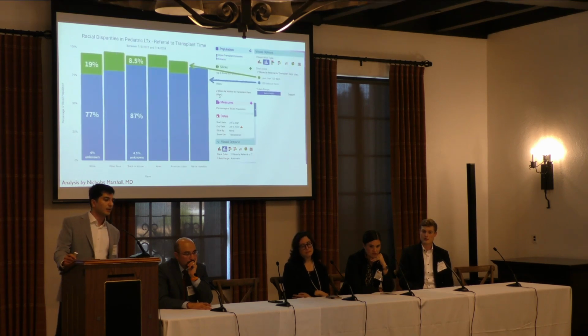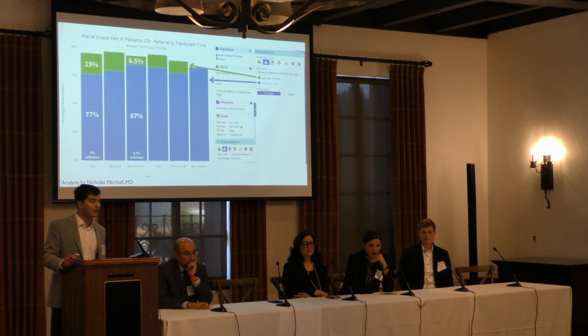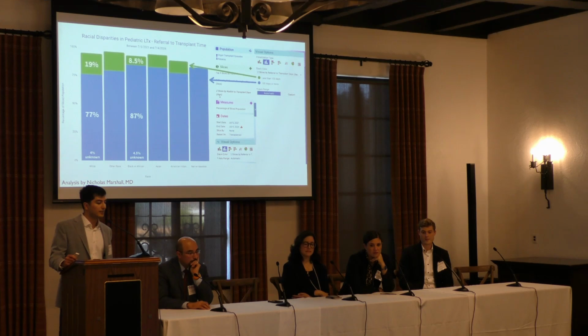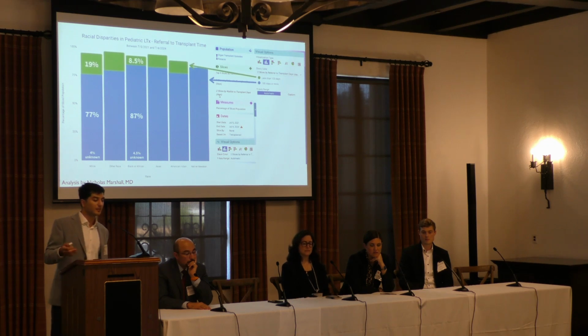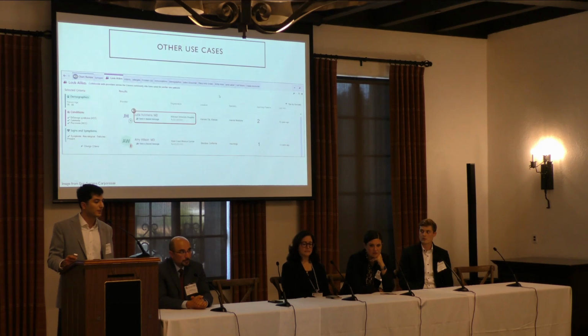If you look at wait times, which was another part of the study, if you think about referral to transplant time, the blue bars are wait times of 100 days or more. The green bars are of 100 days or less. And as you can see, Native Hawaiian and Native Americans have proportionally less time in the less than 100-day category. So do our Black and African American children. I think this is really important because it shows the impact of wealth and access to health on health outcomes pretty clearly. And we were able to do this, again, in like 15 to 20 minutes.